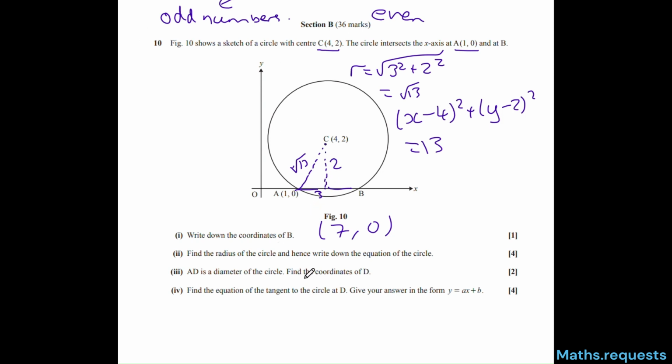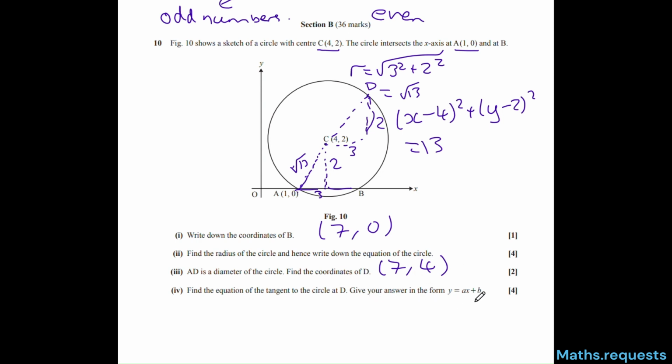Alright, AD is the diameter of the circle. Find the coordinates of D. So that means point D will be there. So AC is the same as CD. AC is 3 in the positive x direction and 2 in the positive y direction. So CD will also be 3 in the positive x direction and 2 in the positive y direction. So that gets you 7, 4.